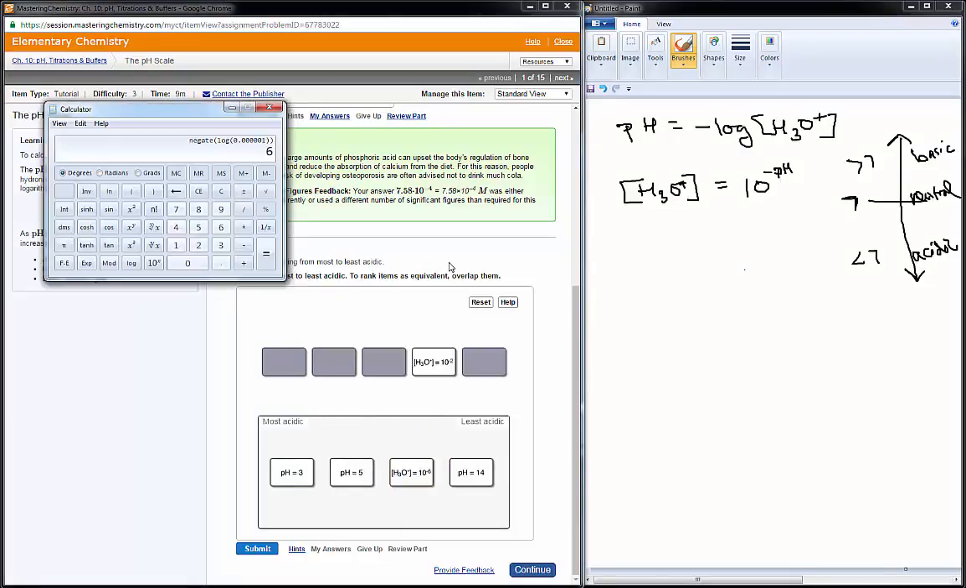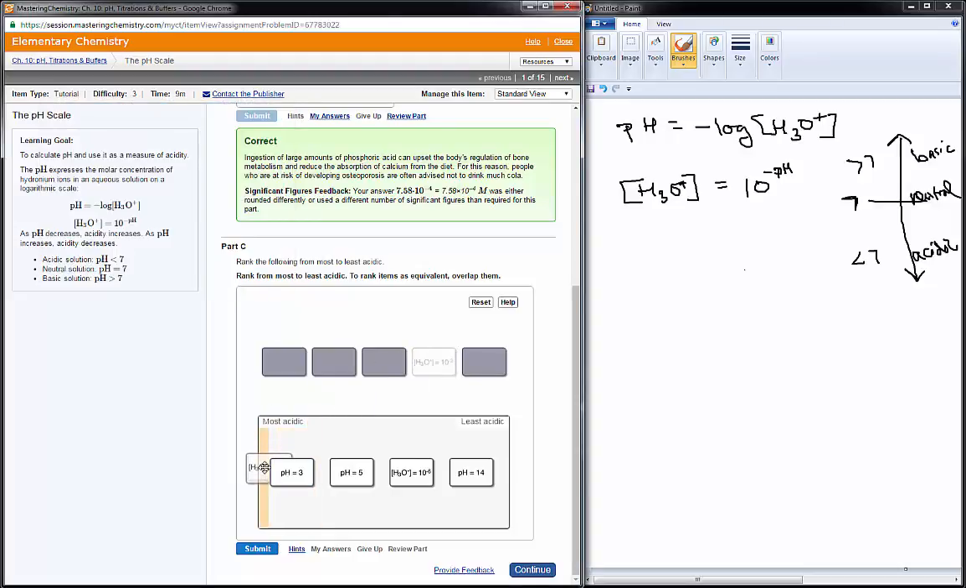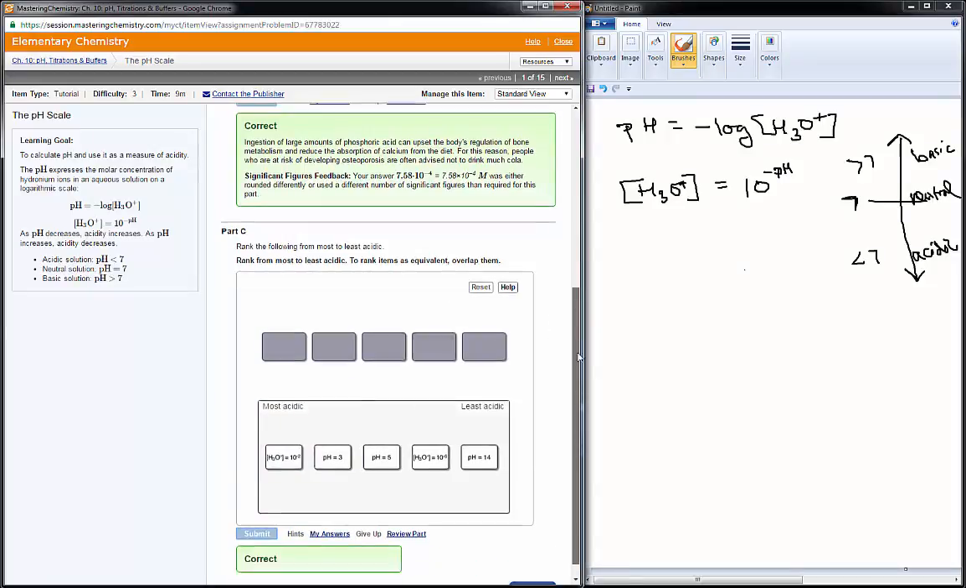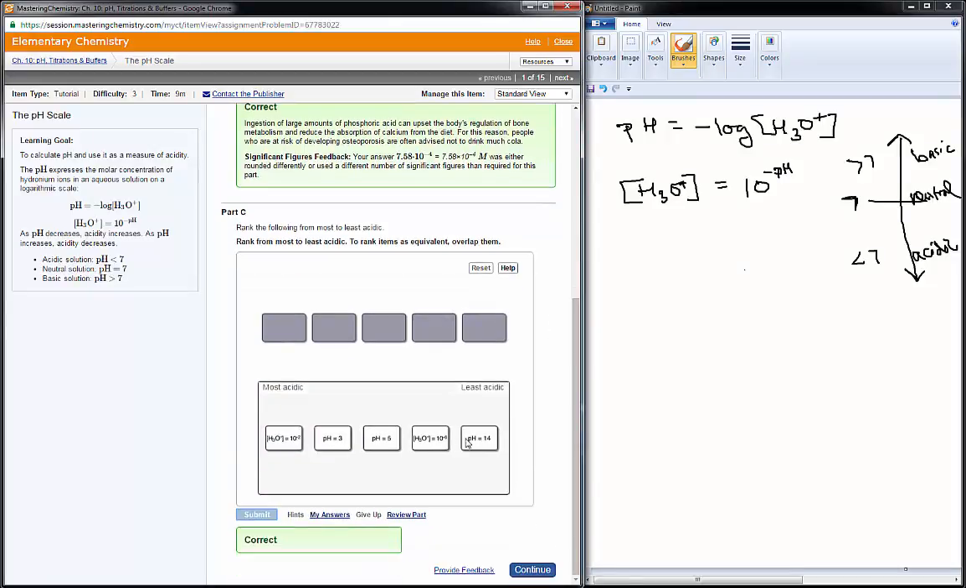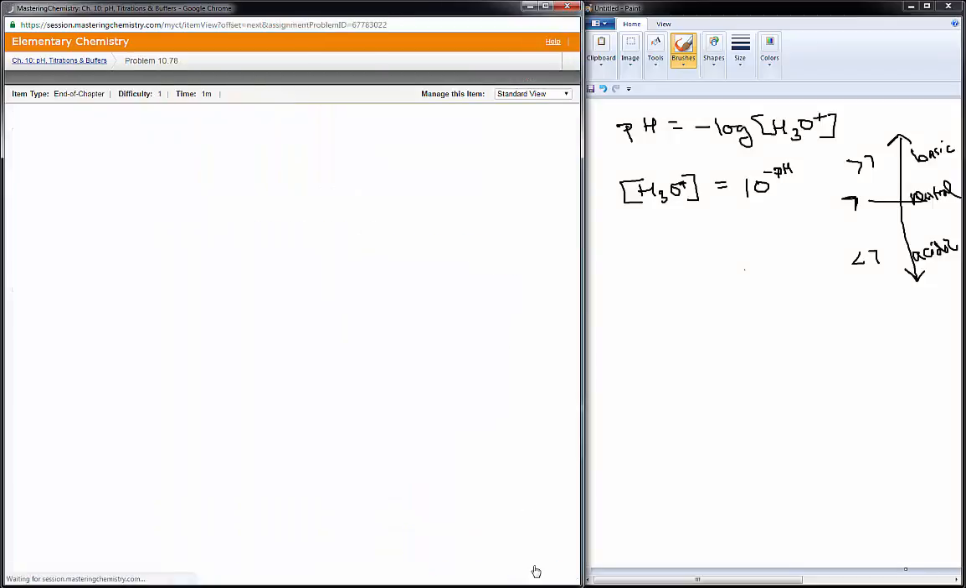And for my other one, if I've got 1 times 10 to the negative 2, I take the log of that and the negative of that log. That gives me a pH of 2. That's more acidic than my pH of 3. So I had to convert all of those to the same pH scale so that I could actually answer that question reasonably.